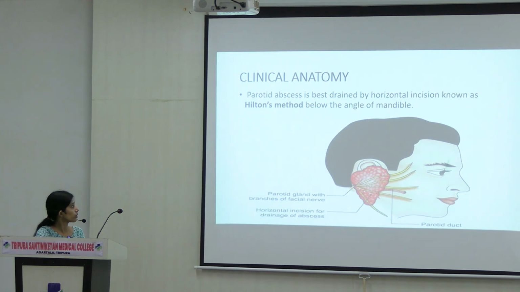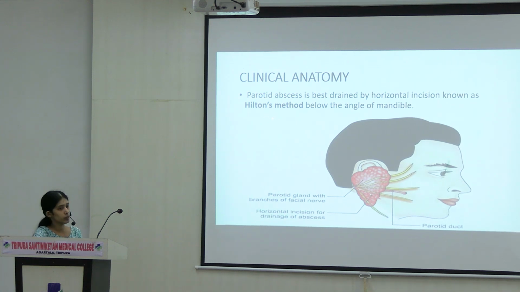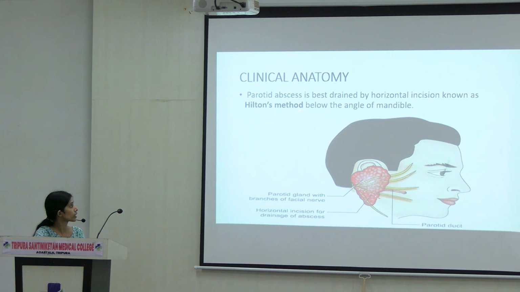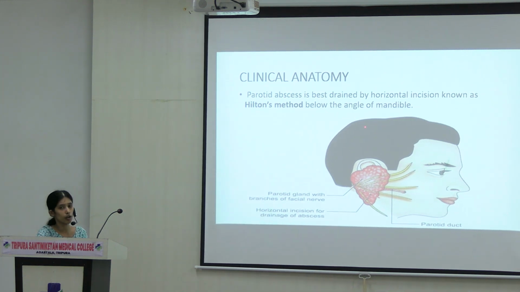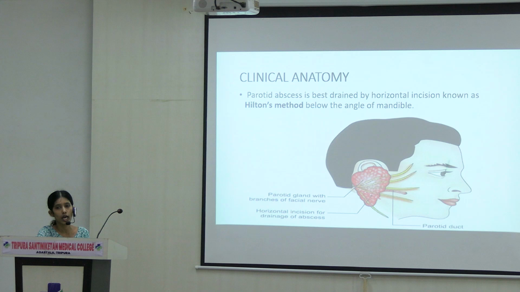Parotid abscess is best drained by a horizontal incision known as Hilton's method. Hilton's method is your short answer question, so give some importance to it when you are reading. The Hilton's incision or method will be made below the angle of the mandible. This incision is made to preserve your facial nerve and not to damage it during the removal of the parotid gland or during the draining of your parotid abscess.